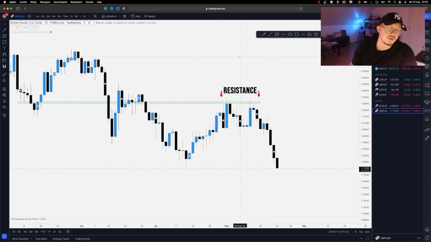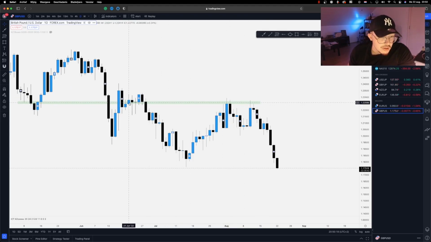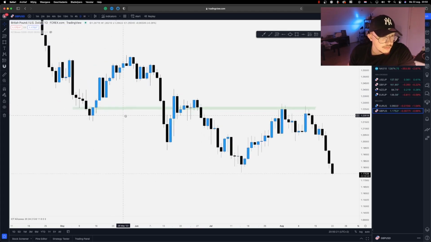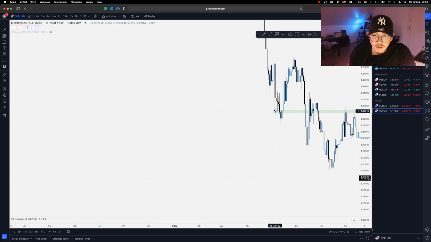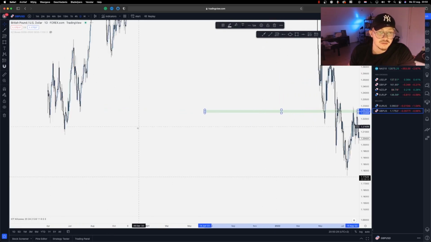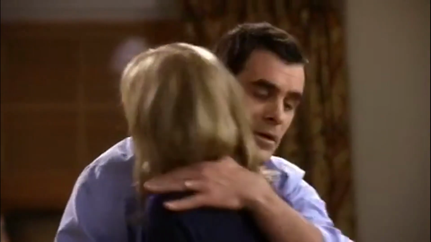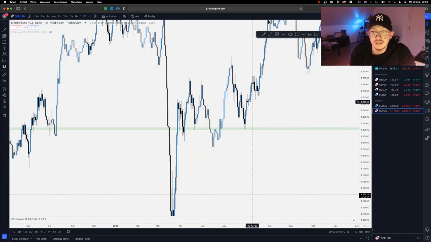Okay, what can we see right now? We have resistance right here, here, and here. We have support. We go to the left. We have support. I can't even see what's here on the left, but I know there's going to be support and resistance. I know it. We go to the left where price is in this region.